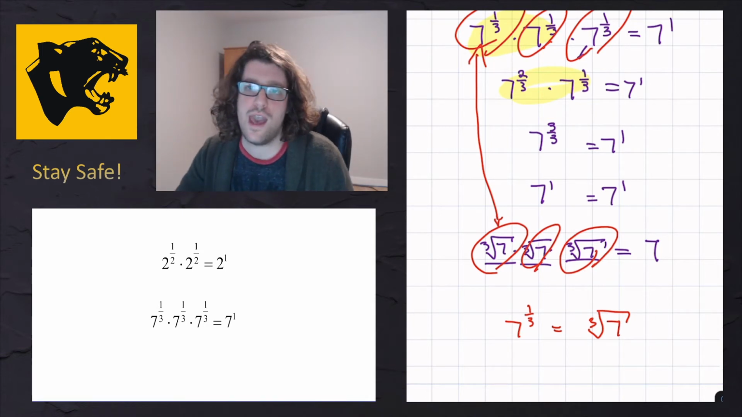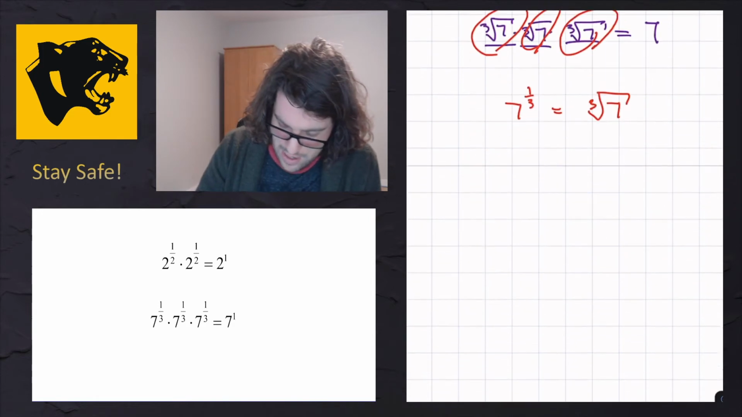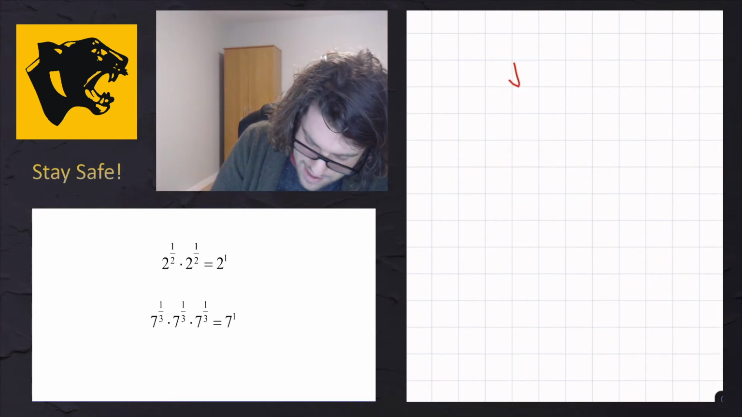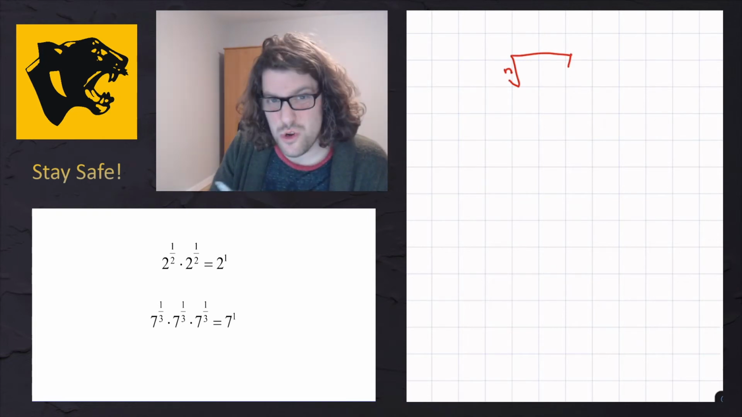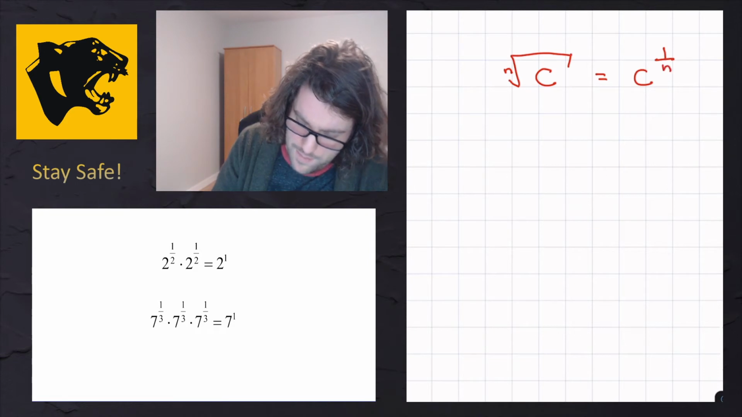And so we have a little situation where the square root is the 1/2 power. The cube root is the 1/3 power. If we extend this, it's actually true that the nth root of any constant value c is the same thing as c to the 1 divided by n.